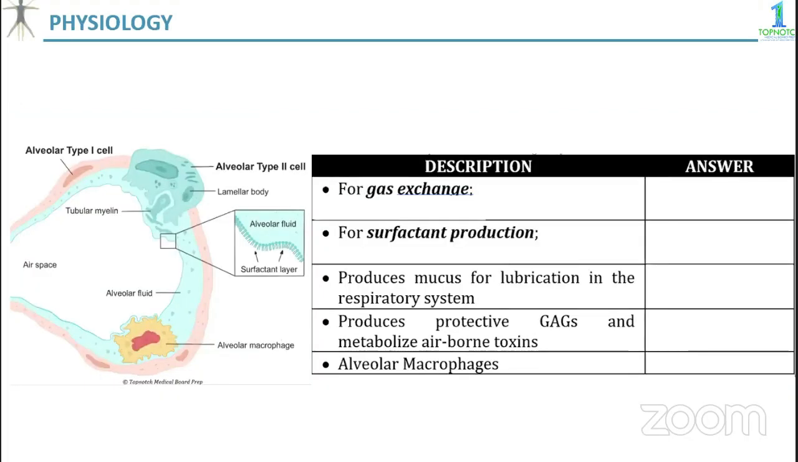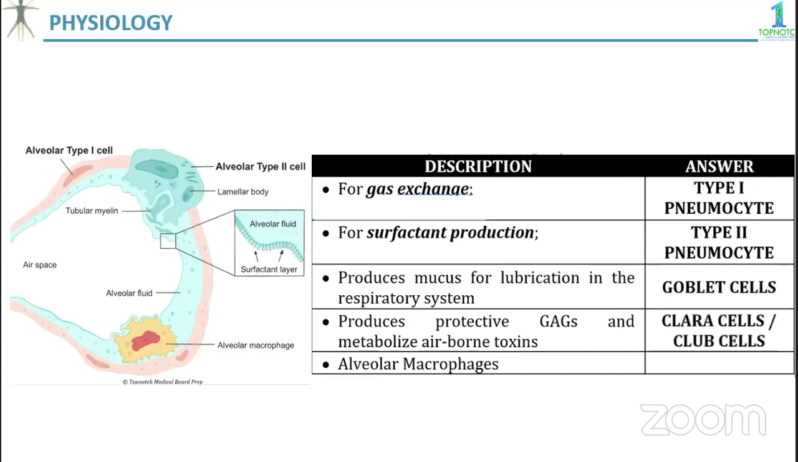Okay, so for gas exchange, anong cell to? For surfactant production, type 2 pneumocytes. Mucus is produced by goblet cells. So your Clara cells or club cells is mainly for production of protective glycosaminoglycans and as well as metabolizing airborne toxins. While your dust cells or the macrophages, yung nagpa-phagocytose naman ng mga agents and mga toxic substances.